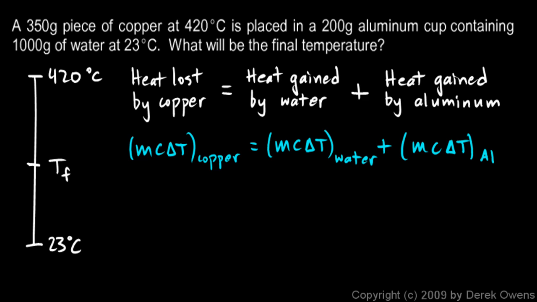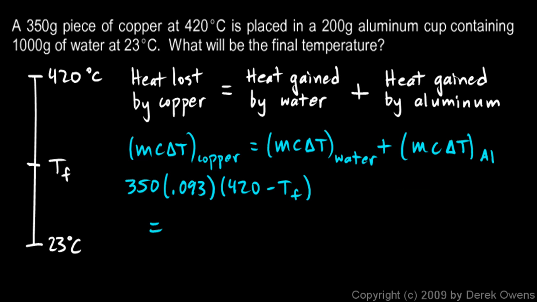Now let's put in the numbers. MC delta T for the copper. Well, the mass of the copper is 350 grams. So 350 times the C for copper, which is 0.093, times the delta T for the copper. And we see over here the copper cools off that much. It's 420 minus TF. Okay, that's going to equal, I'm going to go down to another line because I can see that I'm going to run out of room there.